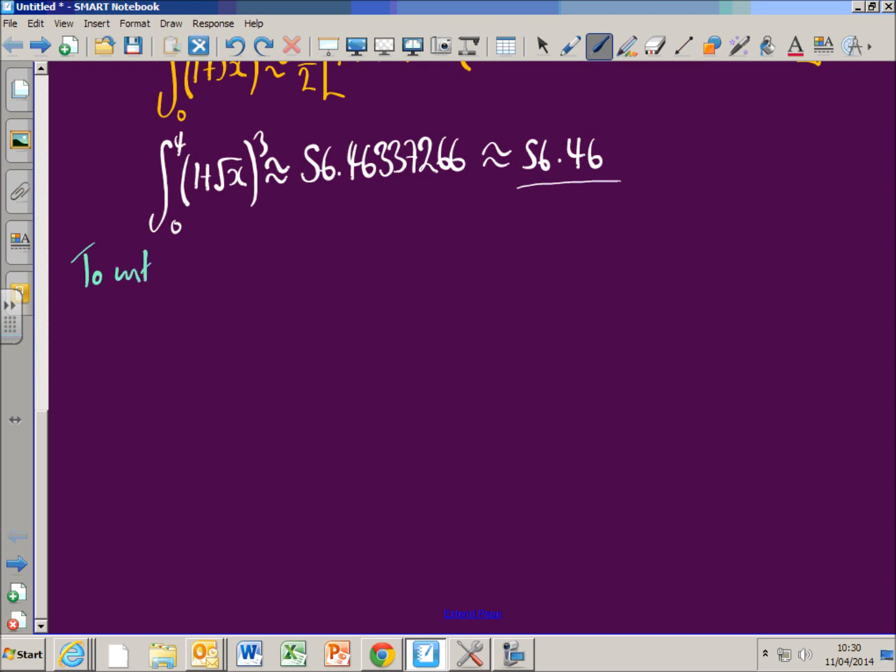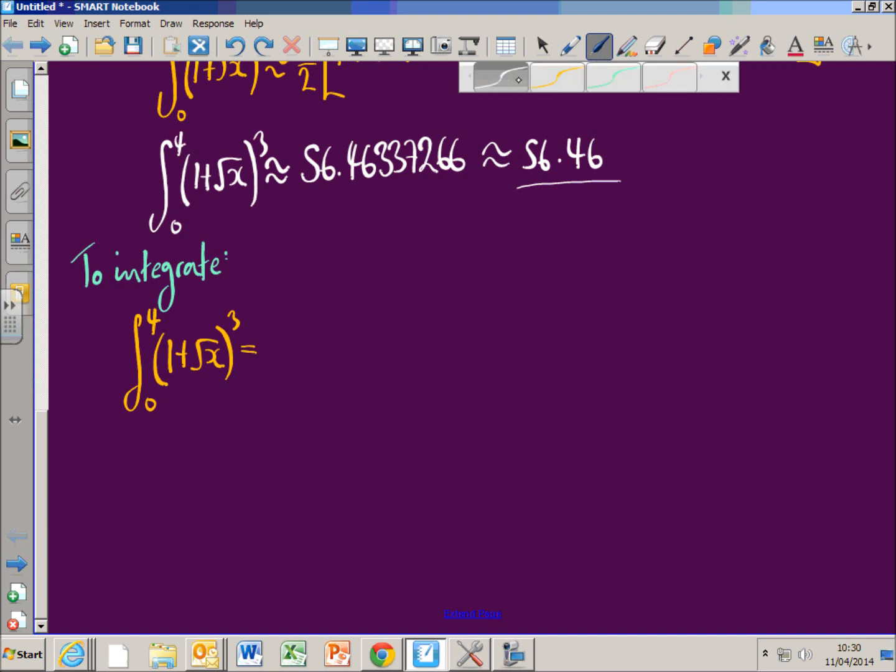Can you integrate that? How would I do it? What's the problem with it at the moment? It is hard, yeah. Why is it hard? What do you need it to look like before you can integrate it? What sort of form do you want that to be in? Not a bracket. You want it all linear, yeah? Okay. So, can I get it out of a bracket? Any ideas? How could I get rid of that bracket?